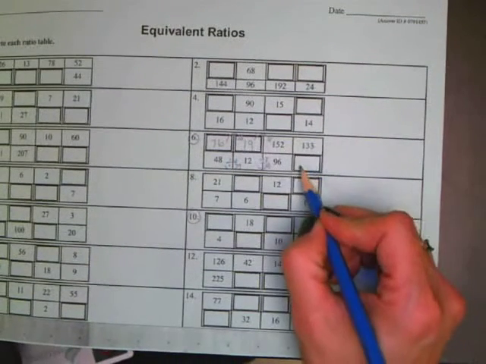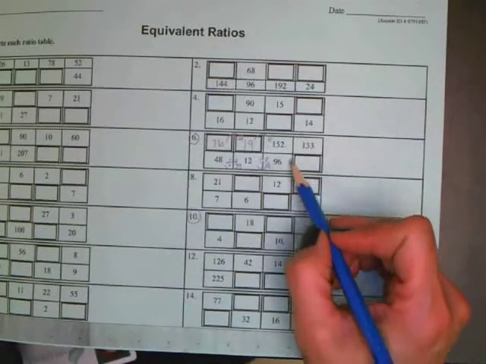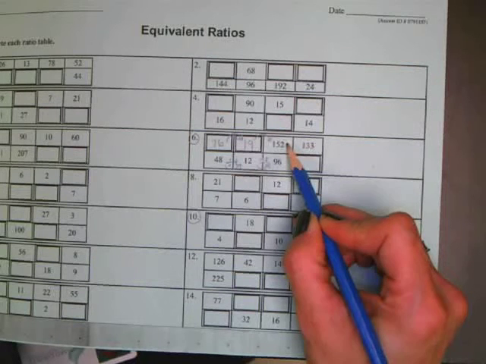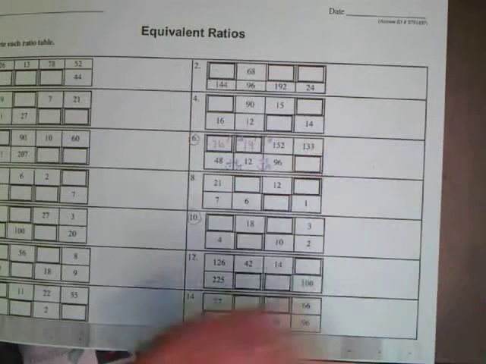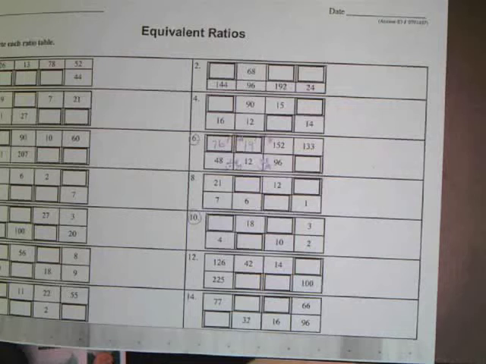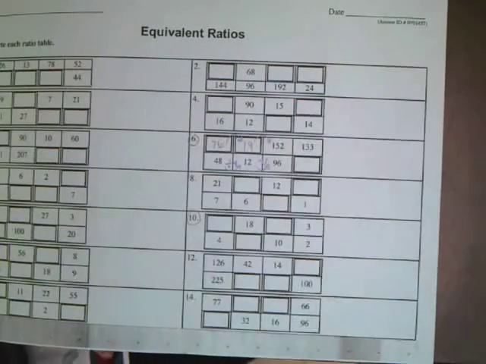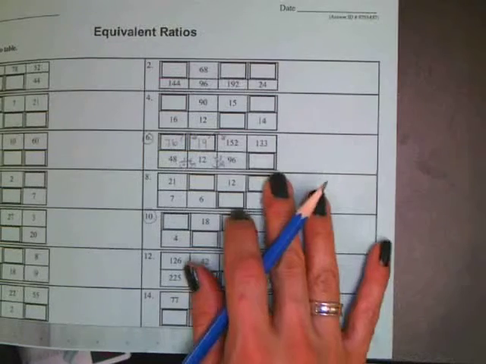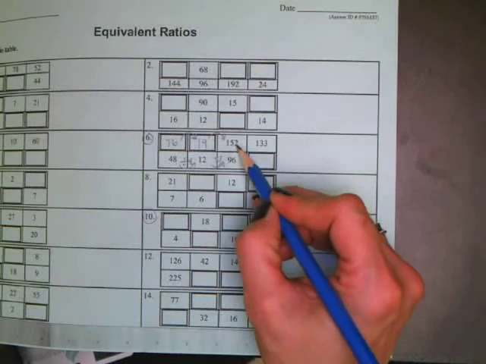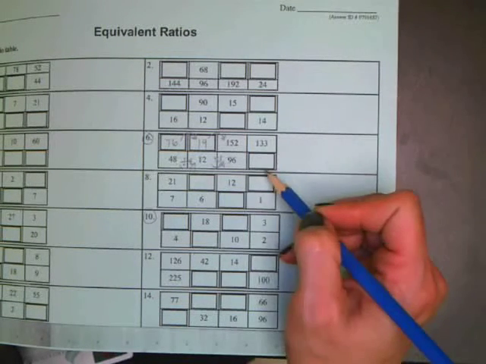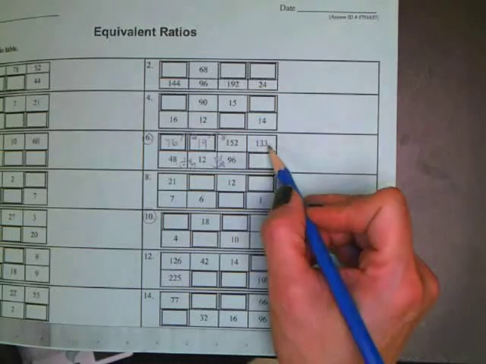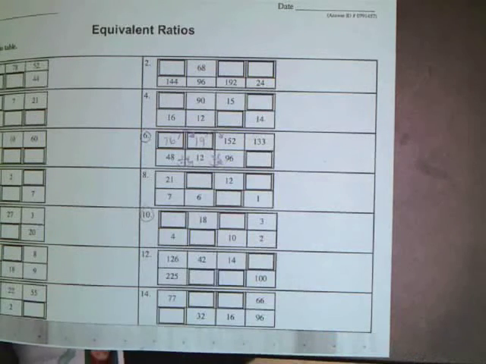Now I've got one more mystery number here. So now I've got to look at the relationship between 152 and 133. How can I get from 152 to 133? That's going to be a tricky one. So what I'm going to do is work it out over here on the side. How am I going to get from 152 to 133, by multiplying or dividing?